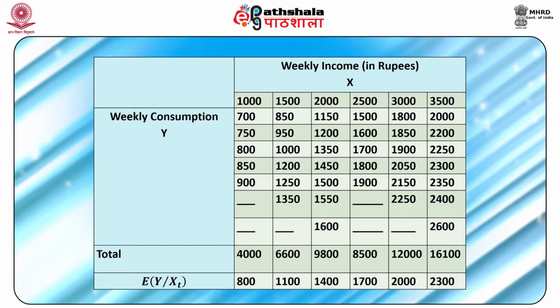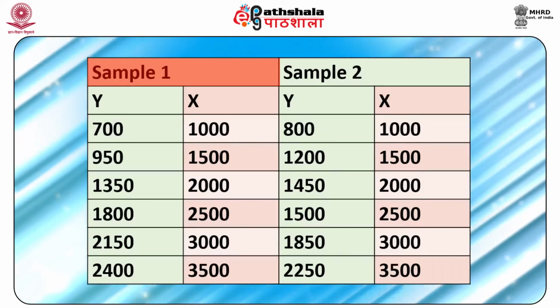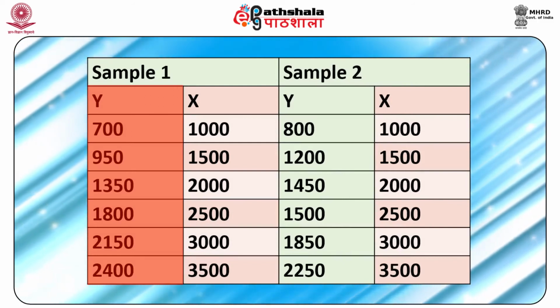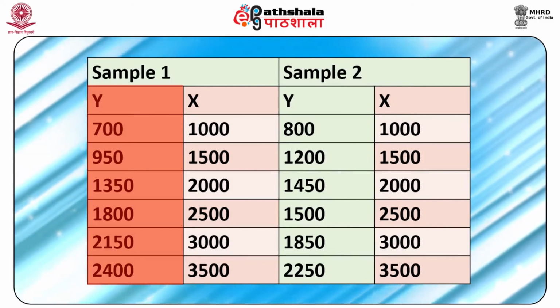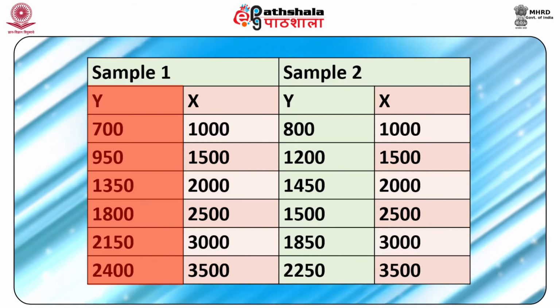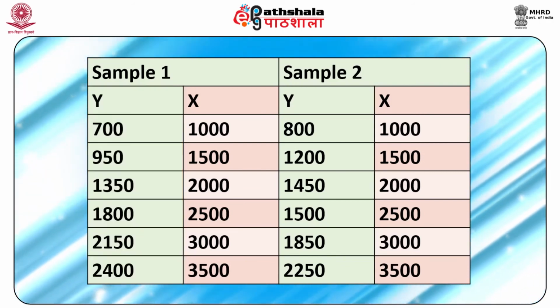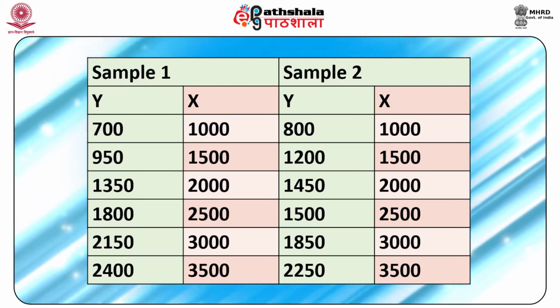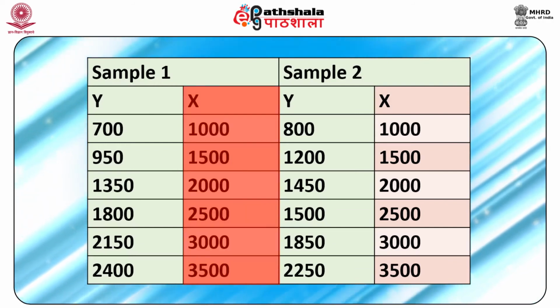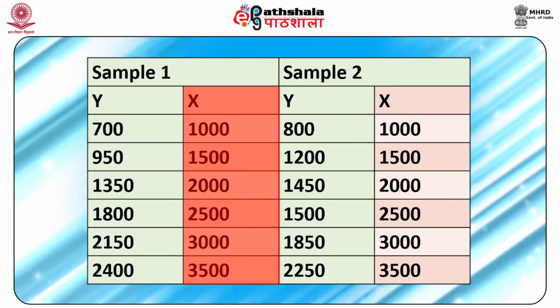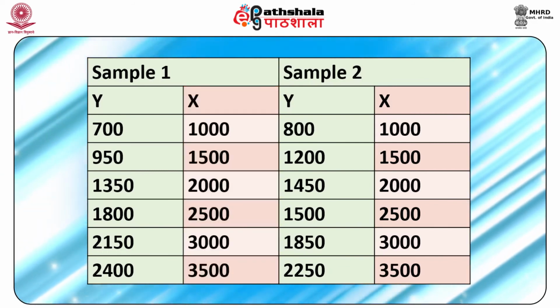These two random samples could be that we have sample 1, where we take the values of y as 700, 915, 3050, 1800, 2150 and 2400, which is given in your first column, and the corresponding values of x are given in the second column, which ranges from 1000 to 3500, which are the income levels.